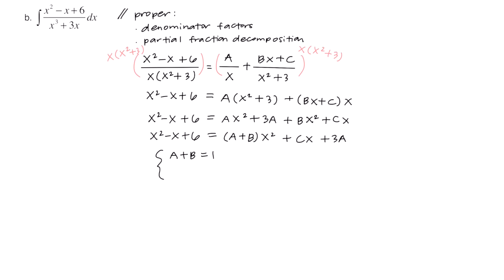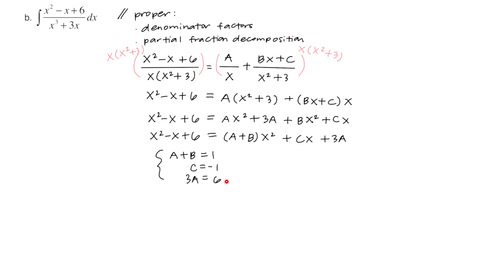Next, we're going to look at the x terms. We have negative x, and over here we have cx. So we're going to take the coefficient of the x term here and set it equal to the coefficient of the x term over here. So we're going to set negative 1 equal to c. And finally, we're going to take this constant and set it equal to this constant.